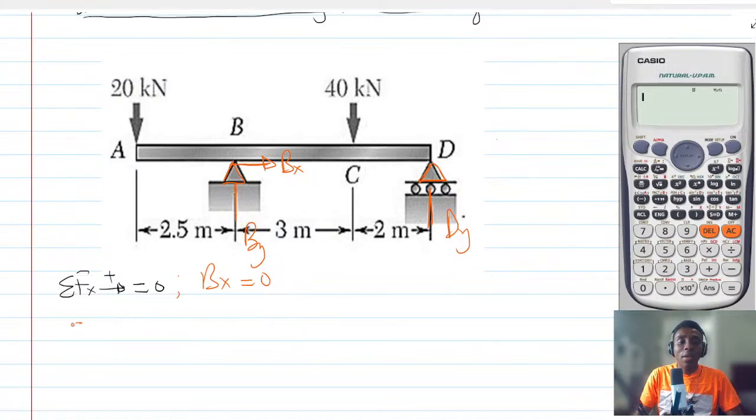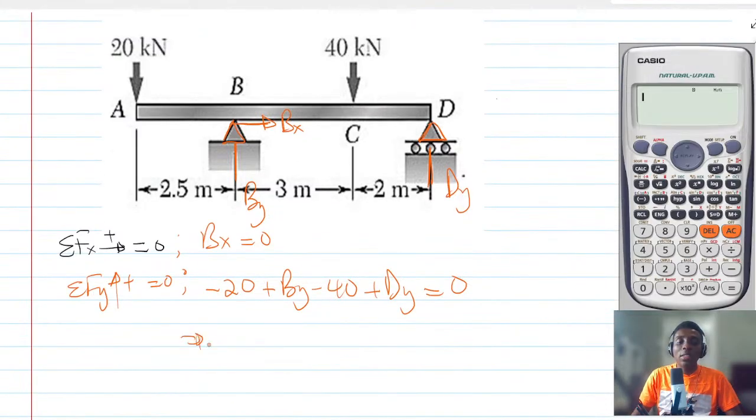Now you have summation of forces in the y. Every force going up should be positive, equal to 0. So minus 20, this 20 is coming down, and then plus By because By is going up, and then minus 40 because it's coming down, and then plus Dy because it's going up, should be equal to 0. So By plus Dy must give us 40 plus 20, which is 60. Let's call this equation 1.